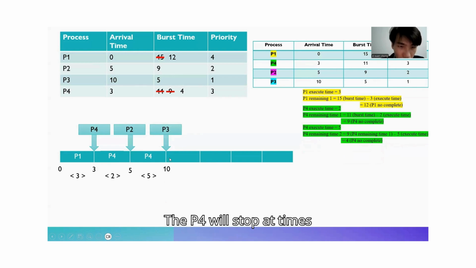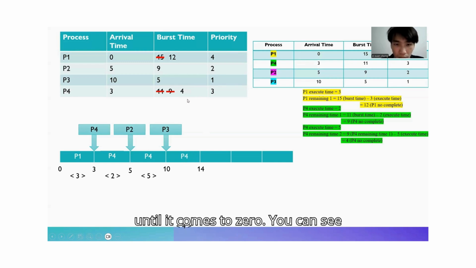P4 will stop at time 10, because the arrival time of P3 is 10, with a burst time of 5. Since P4 has a remaining burst time of 4, the CPU will continue with P4, because 4 is the shortest burst time. You can see 4, 5, 9, and 12. The 4 is the shortest burst time. So the CPU will continue processing P4 until it reaches 0.